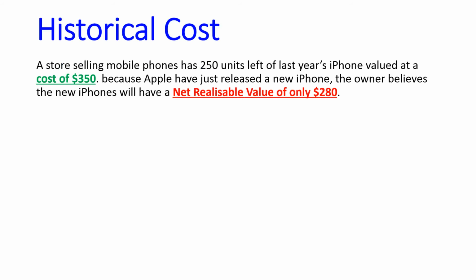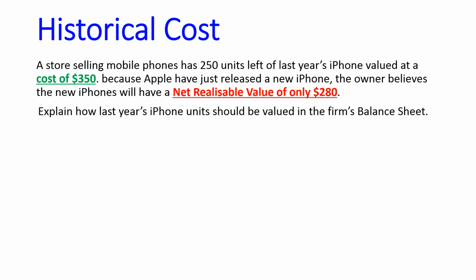Looking at an example, a store selling mobile phones has 250 units left of last year's iPhone, valued at a cost of $350 each. Because Apple have just released a new iPhone, the owner believes the old iPhones will have a net realizable value of only $280. So we bought some iPhones for this, but because there's a new iPhone out, we can only sell them now for $280. So the question is, explain how last year's iPhones should be valued in the balance sheet.